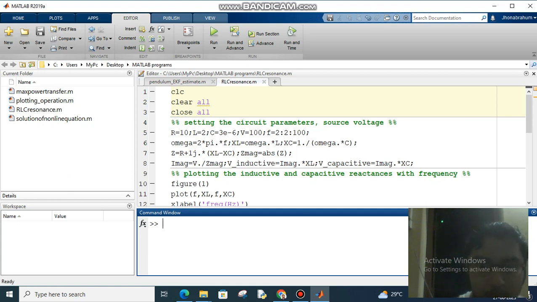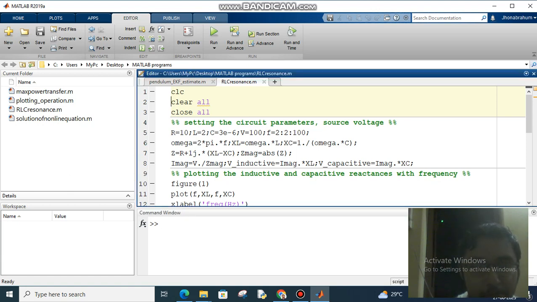If I apply an AC source in that RLC circuit with fixed parameters, resistance, inductance, and capacitance, and I vary the frequency by keeping the voltage magnitude fixed, the resonance may occur at a particular frequency. That is called the resonance frequency. So the problem is how we can solve this in MATLAB. Here is the code in the MATLAB platform.